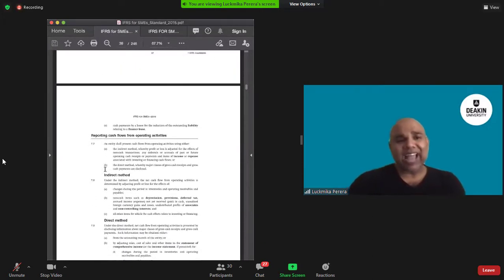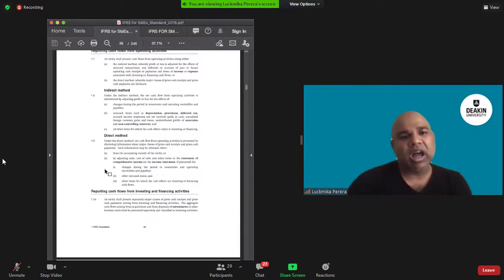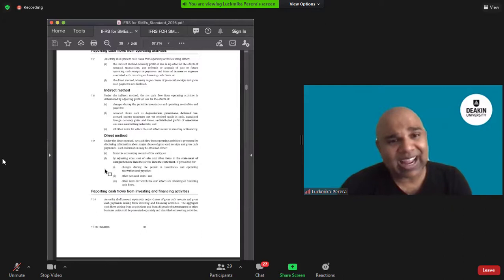Okay. So reporting cash flows from operating activities, there are different ways of doing it. We talk about the indirect method and the direct method. Under the indirect method, the net cash flows from operating activities is determined by adjusting profit and loss for the effect of the changes during the period, and non-cash items such as depreciation, provisions, deferred tax taken out of it. The direct method, on the other hand, talks about the net cash flows from operating activities presented by disclosing information about major classes of gross cash receipts and gross cash payments.